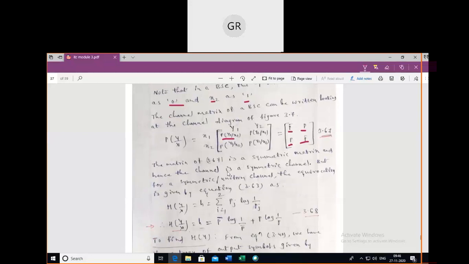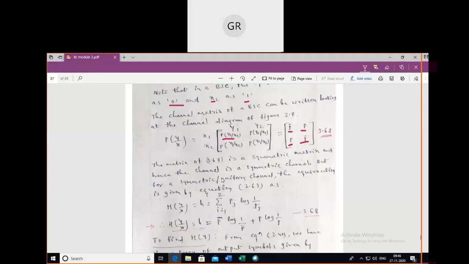Now, the matrix of 3.67 is a symmetric matrix. See here, consider this matrix. Binary symmetric matrix. We call this one symmetric. Why? In the first row, what are the elements here? P bar and P. In the second row also, the same elements in a different order, P and P bar. That's why I call it a symmetric matrix. Hence, the channel is a symmetric channel.